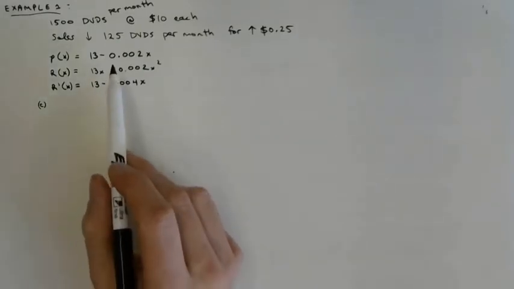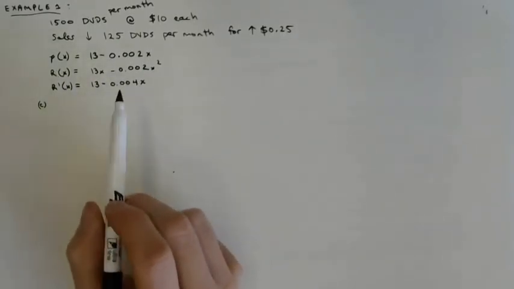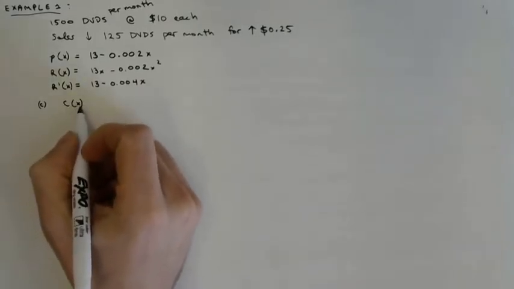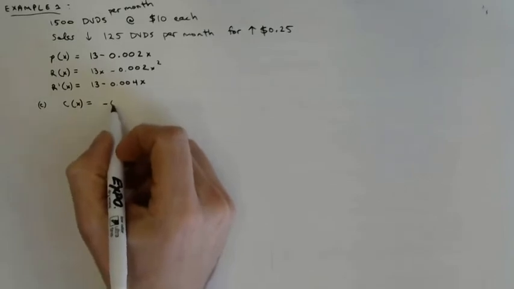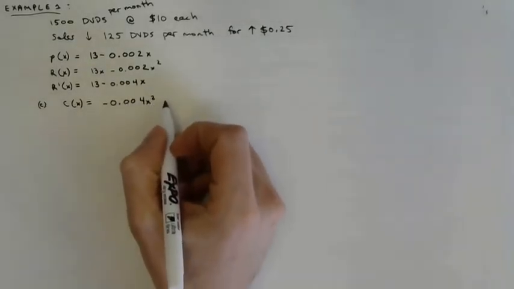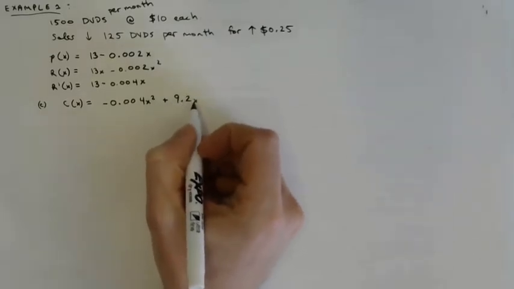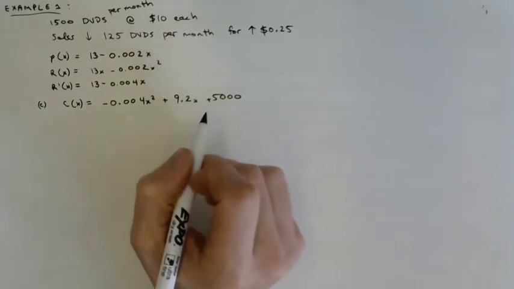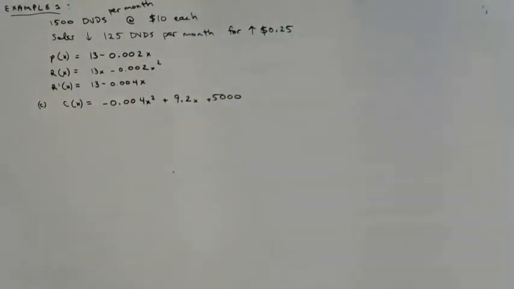Okay, I cleared my board and just wrote down the functions that we've already figured out. C says the cost of producing X number of DVDs is given by C of X is equal to negative 0.004x squared plus 9.2x plus 5,000. And we need to determine the marginal cost when production is 1,000 DVDs.